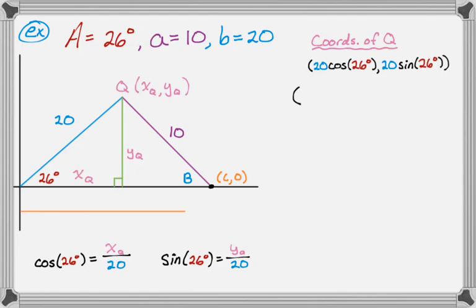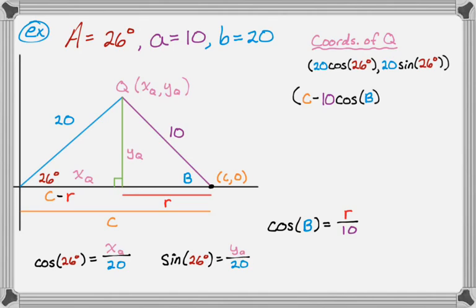So for starters, this whole distance right here is definitely C. And if I subtract the adjacent side in that other right triangle, so specifically this distance, which I'm going to call R because that's a red line segment, and I'm clever like that, if we subtract R from C, we actually get x sub Q again. So if we can work out what R is, then we can write an equation. So if you just use cosine again, cosine of B in this case is R over 10, because that's the hypotenuse in that triangle. So C minus R is just C minus 10 cosine of B. We don't know what B is, but that's okay.